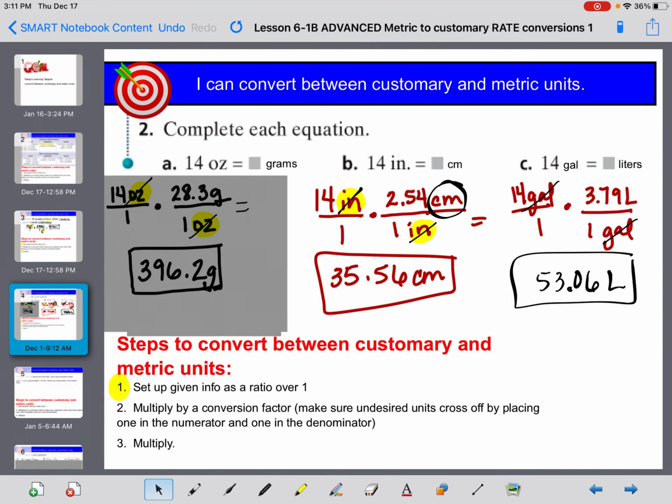In the last one, 14 gallons over 1, and then the conversion factor that you got from the chart is 3.79 liters is 1 gallon. Notice that gallons are diagonal and they cancel out. The only label left is liters. I multiply across and I get 53.06.